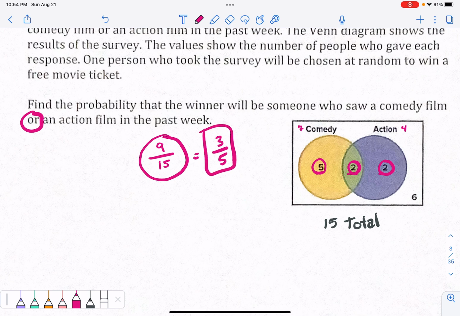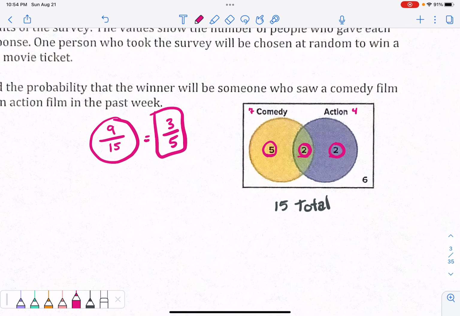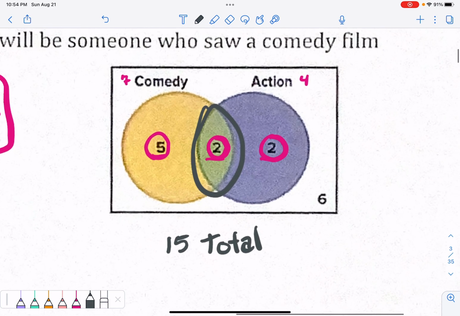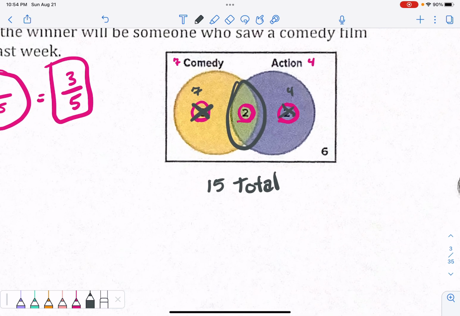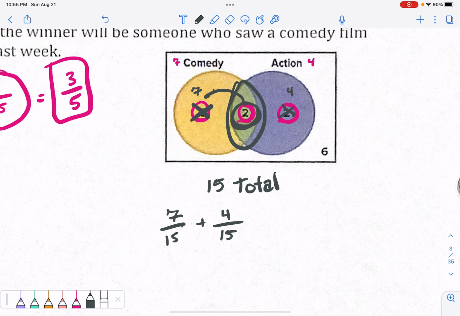Now, if you remember doing this from algebra, you're like, okay, wait a second, I thought we had to subtract the number out in the middle, right? Okay, now you have to subtract the number out in the middle if this number would be the total number 7, and this would be the total number 4. So let me show you how this works, okay? The chance of me getting somebody that's comedy is 7 out of 15 because there's 7 total comedy, right? I add that to 4 total action out of 15, but these 2 people are counted in both of these numbers, right? So I have to subtract 2 out of 15, right? And that ends up being 9 out of 15, which is 3/5, okay?